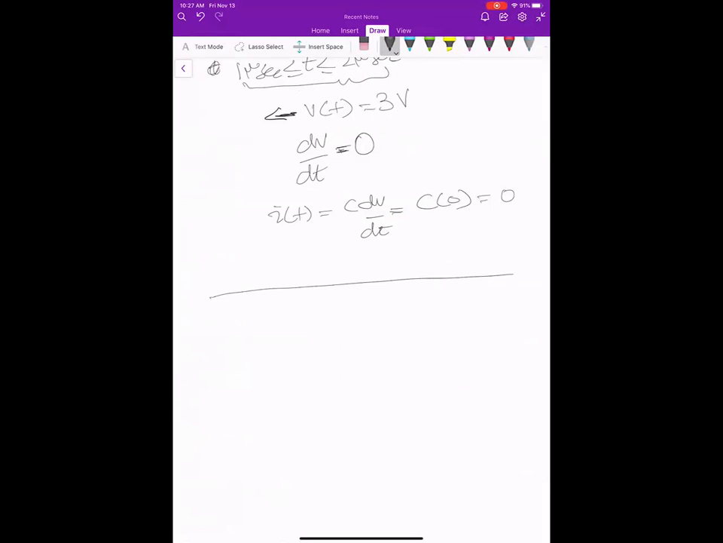So we actually already know about series capacitance and series inductance, but I'm just summarizing what series capacitance and series inductance are.